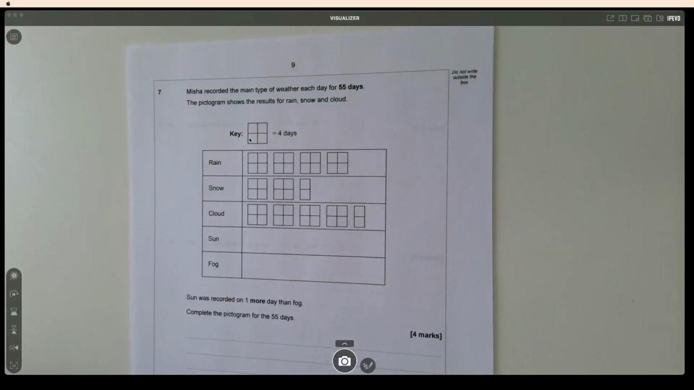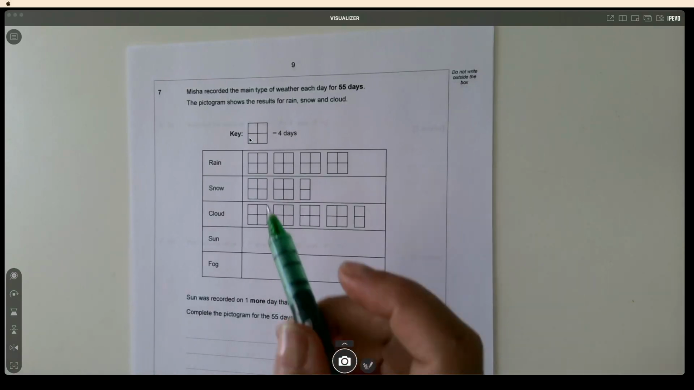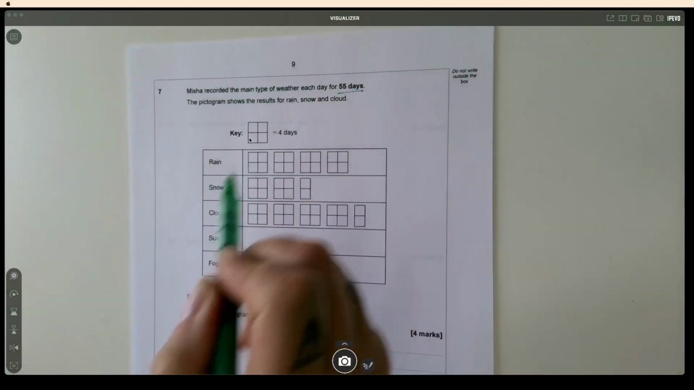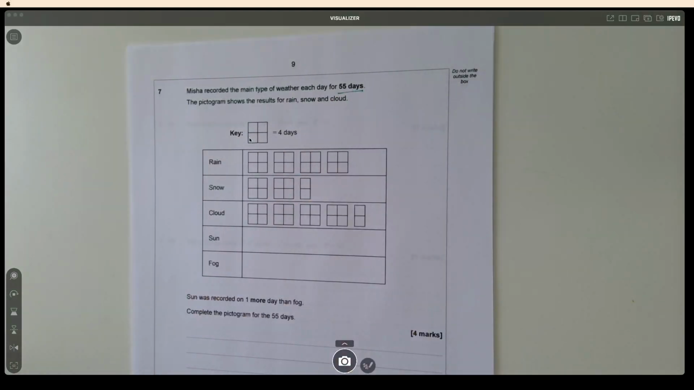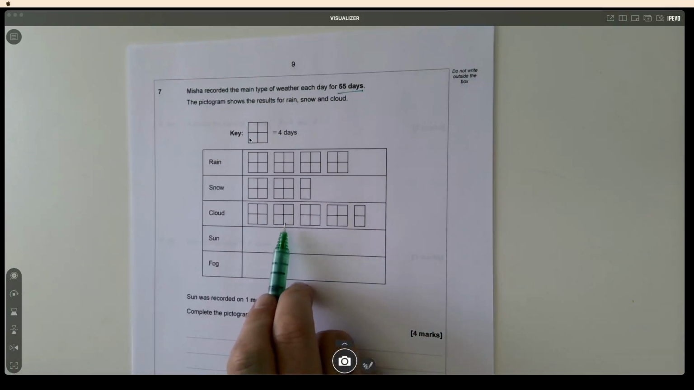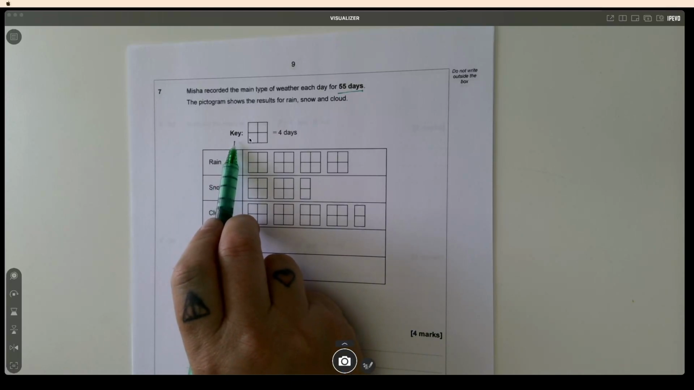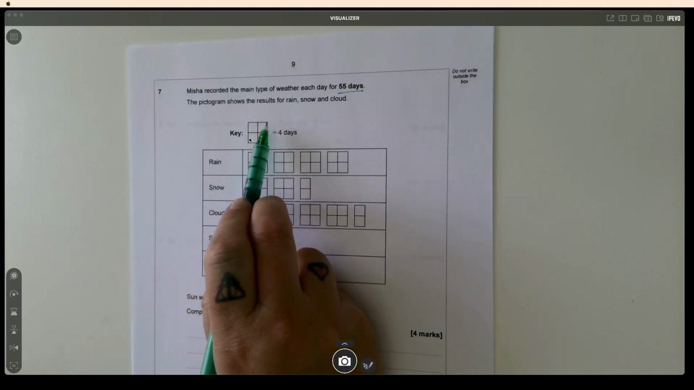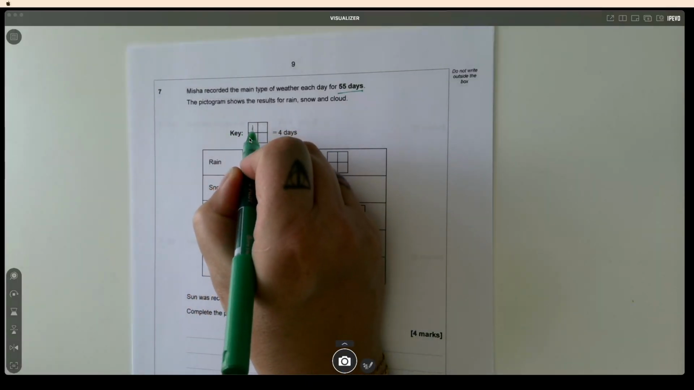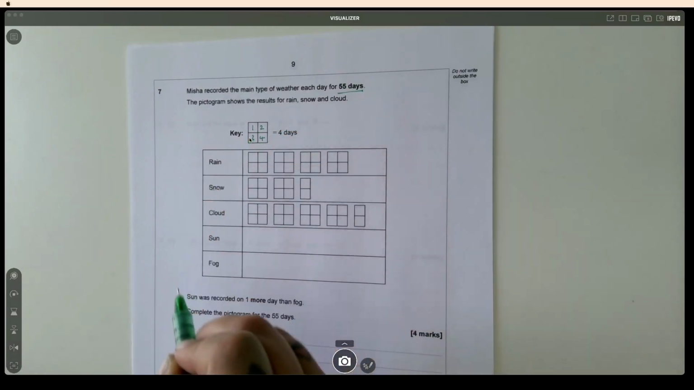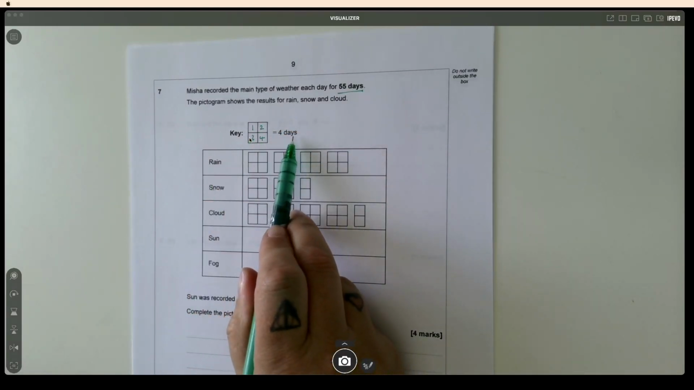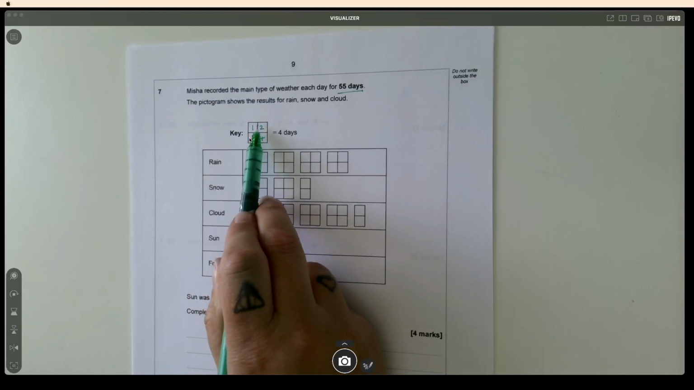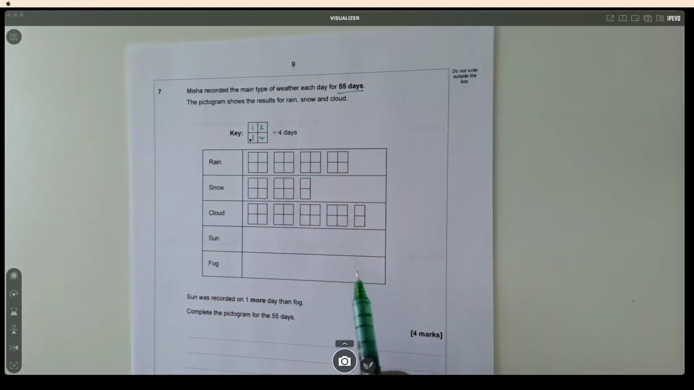Question 7. Misha recorded the main type of weather each day for 55 days. The pictogram shows the results for rain, snow and cloud. So here's our pictogram. We've been given a key. It tells us that one large square that's made up of 4 smaller squares is equal to 4 days. So one smaller square must be 1 day. So we need to remember that for our pictogram.